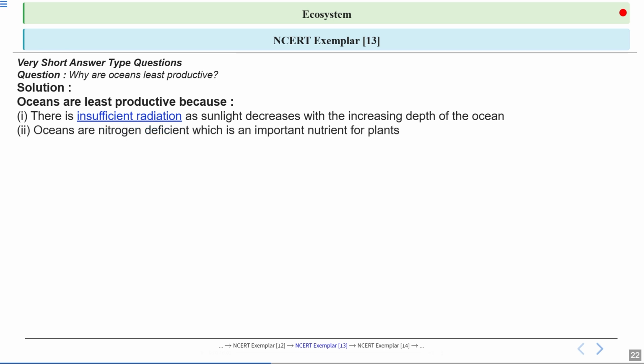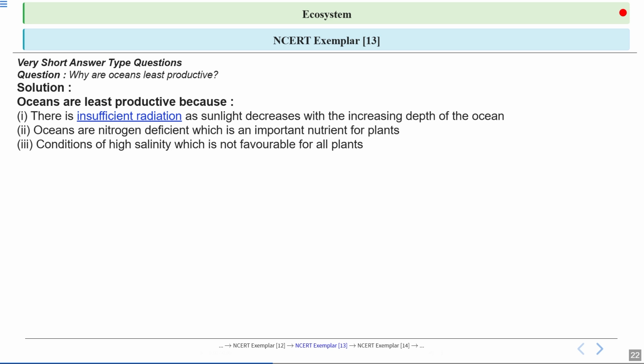The second reason is that oceans are nitrogen deficient. Nitrogen is a vital nutrient for plant growth. So the oceans are deficient in nitrogen and other minerals also. And there is no mixing of water also. That's why most of these minerals settle down and are not available for the aquatic plants as well as the animals.